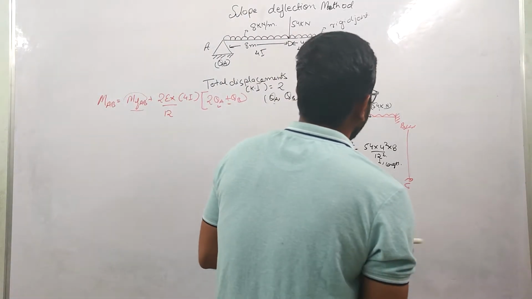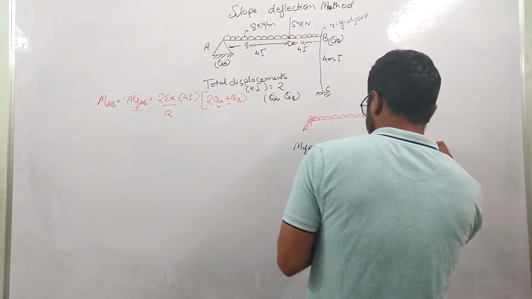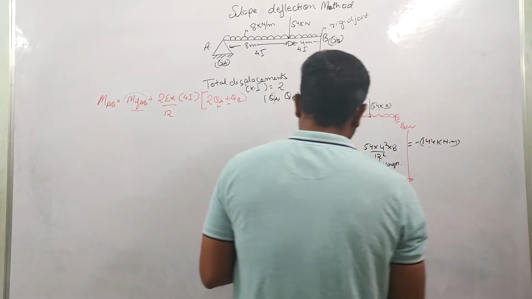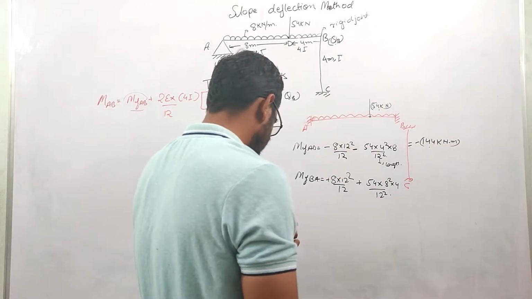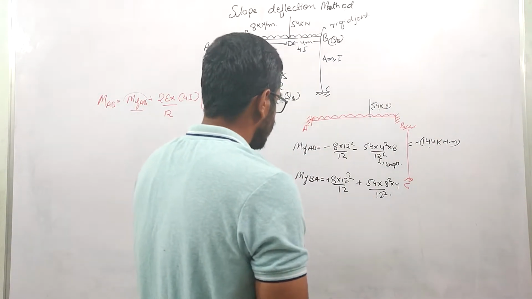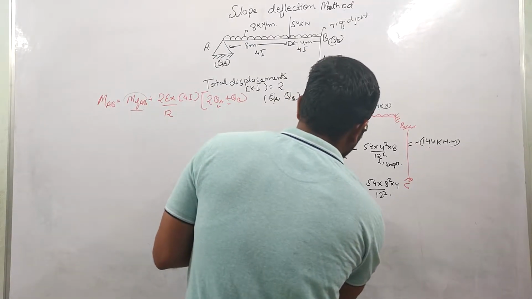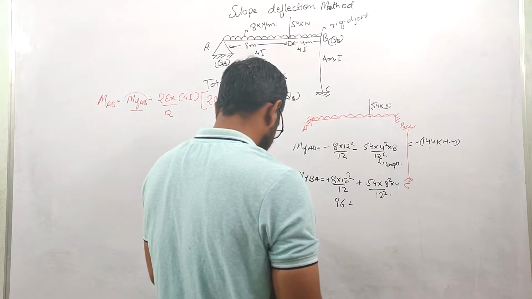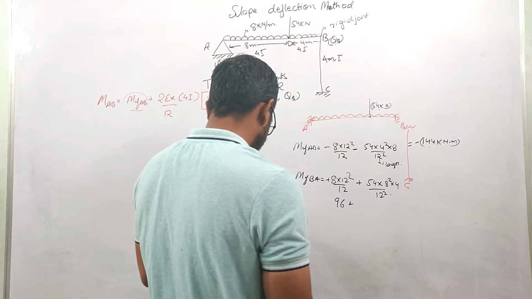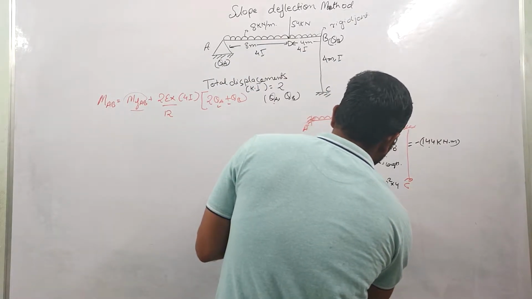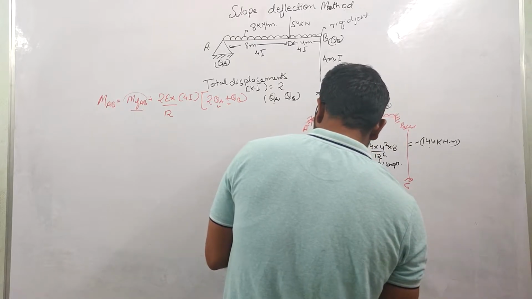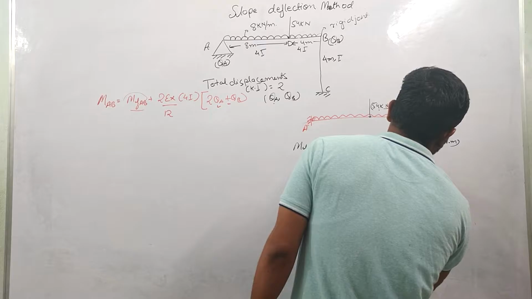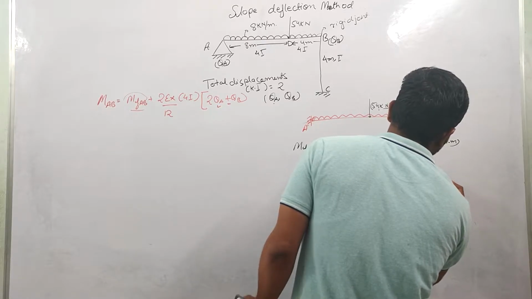So this MFAB comes out to be minus 144 kilonewton meter. And this value, MFBA, will be 96 plus 54 into 8 square into 4 divided by 12 square. So again this value will be 96, and 96 into 2 will be 192. So MFBA will be 192 kilonewton meter.